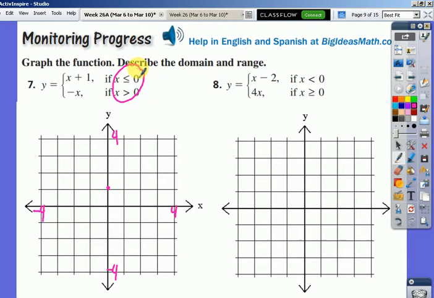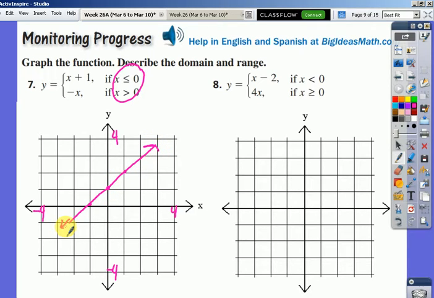So what does the slope say to do from there? Up 1 and to the right 1. Or I could go down 1 to the left 1, right? Yep. So I'm going to draw that line as though it were normal.